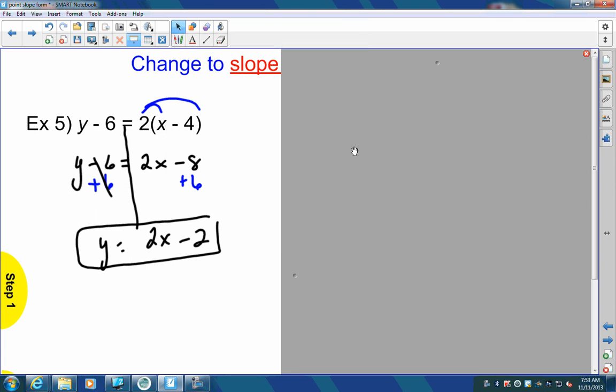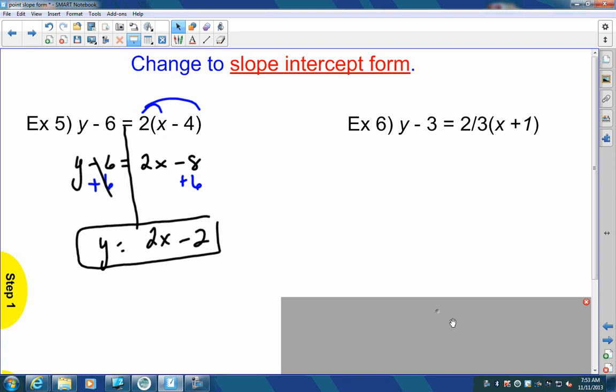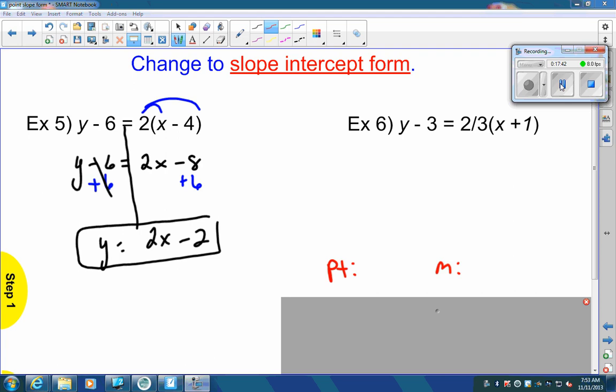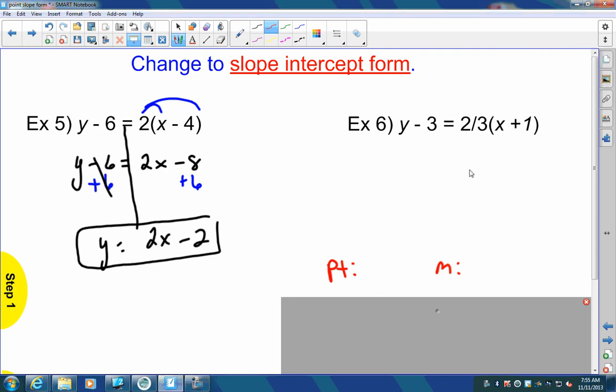All right, so this next one, I want you to do both things. Right now, first, I want you to write what is the point they are using and what is the slope, and then I want you to rewrite it into slope-intercept. Do that now, please. When you look up here and try and figure out what the point is and what the slope is, I know the slope is right here at 2/3.